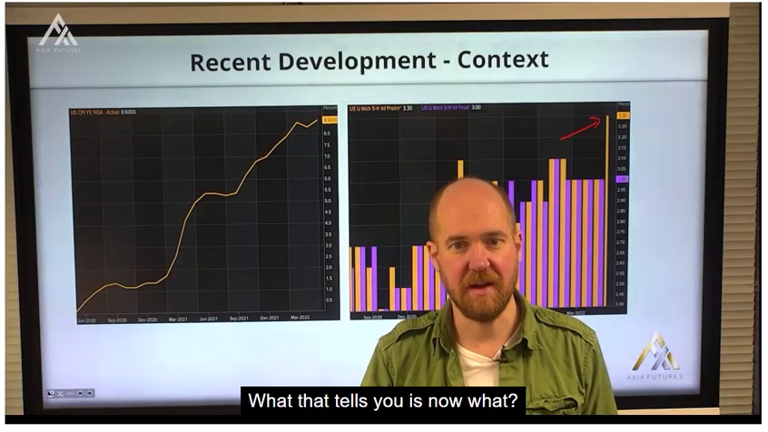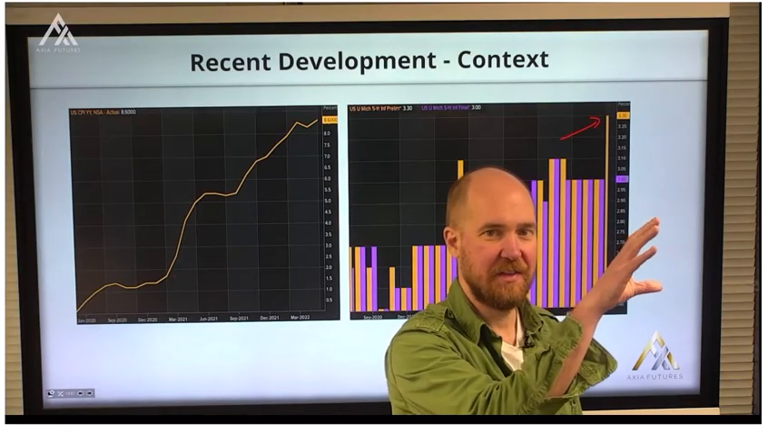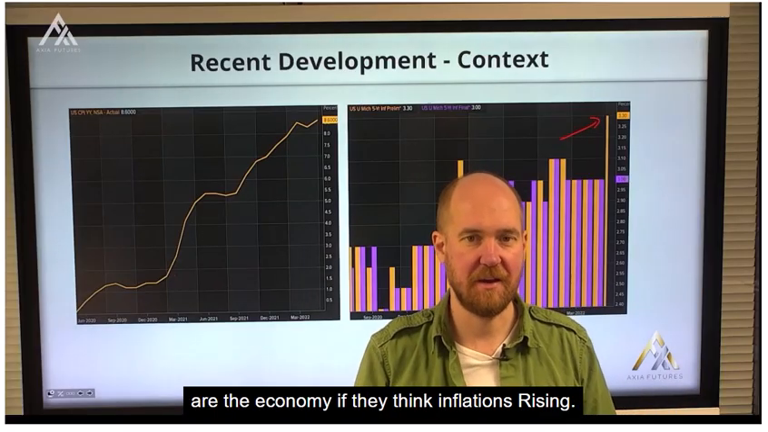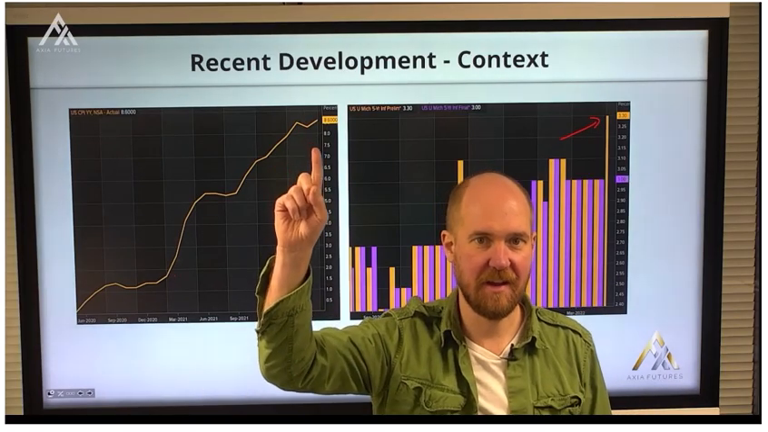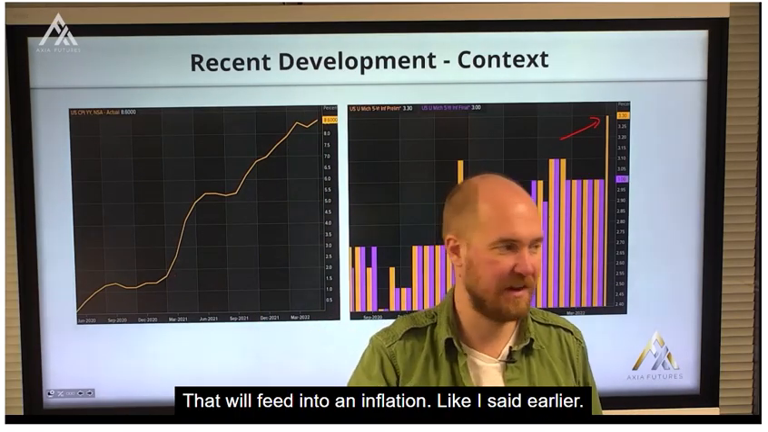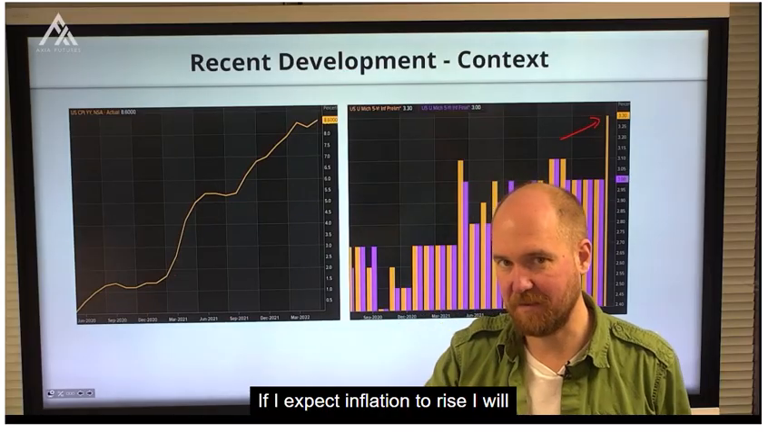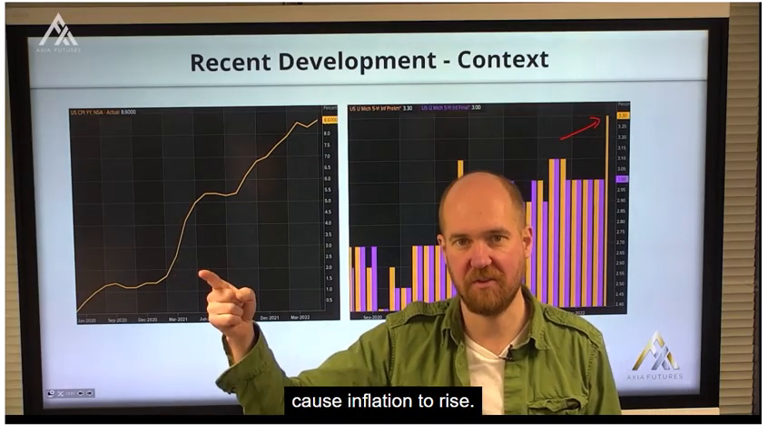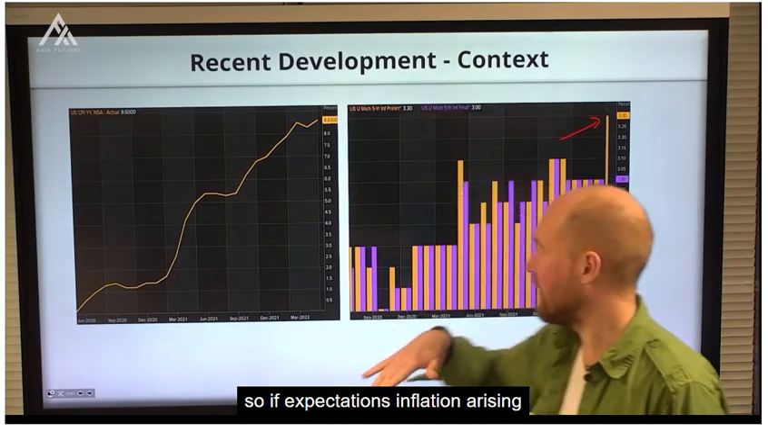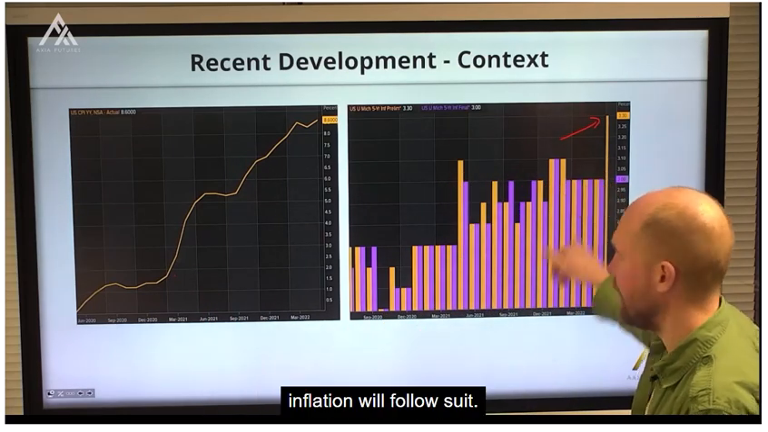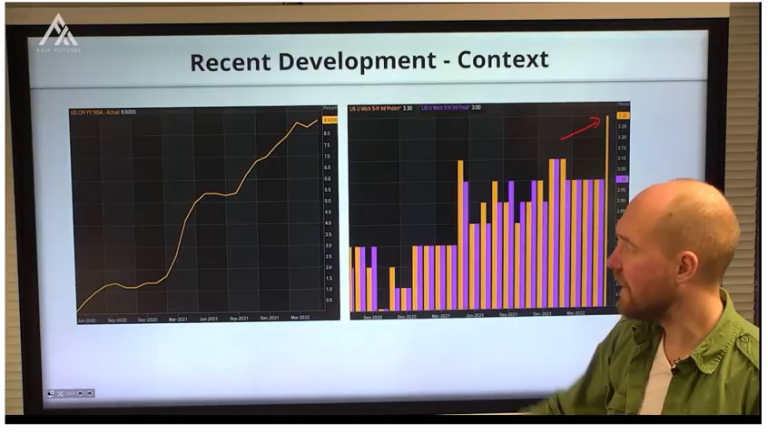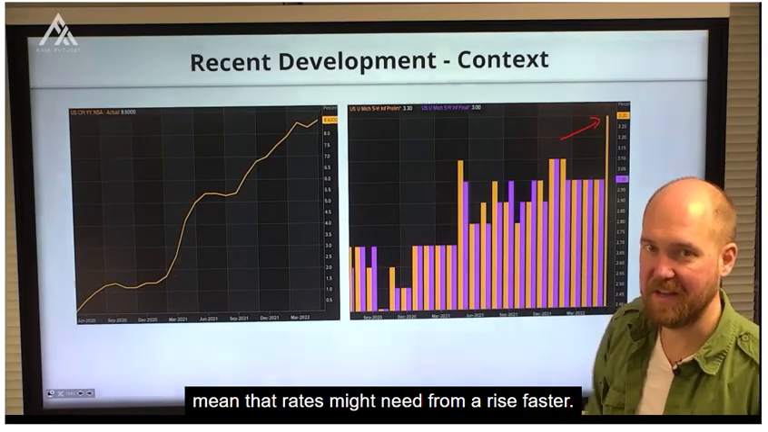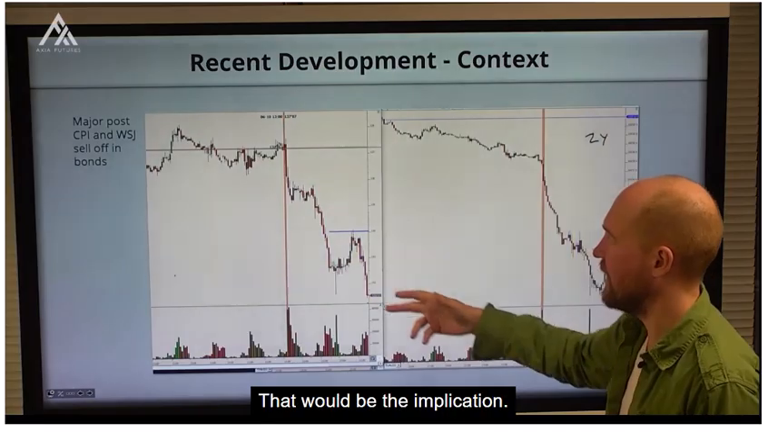What that tells you is now what the economy thinks. Essentially, the consumers, the people, are the economy. If they think inflation is rising, that will feed into inflation. Like I said earlier, if I expect inflation to rise, I will buy stuff now before it gets more expensive, which will cause inflation to rise. So if expectations of inflation are rising, inflation will follow suit. Inflation is already rising as well. This may well now mean that rates might need to rise faster. That would be the implication.